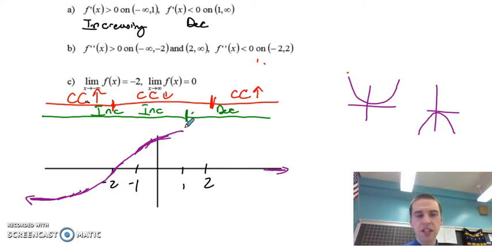And right there, I'm still concave down, but now I need to go to decreasing. Okay, decreasing until right there. Point of inflection. Okay, now it needs to be concave up. I need to end off right there.